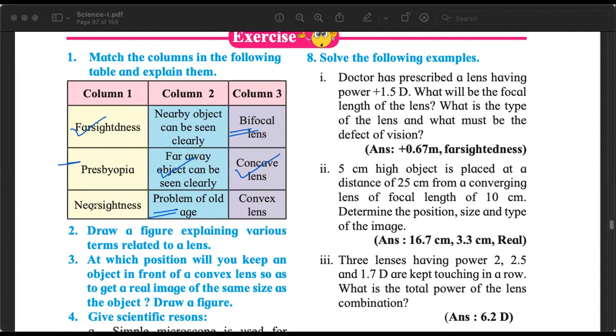And then what is nearsightedness? A nearby object can be seen clearly. And we can fix it by convex lens. See? This is one way of asking the question.